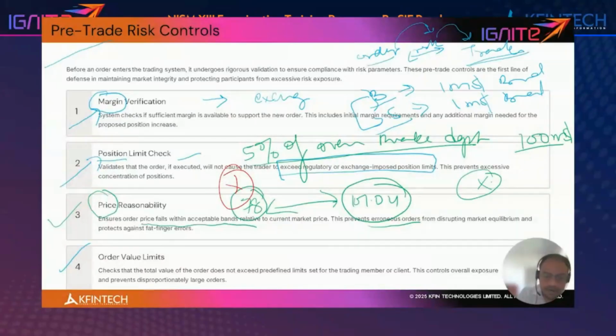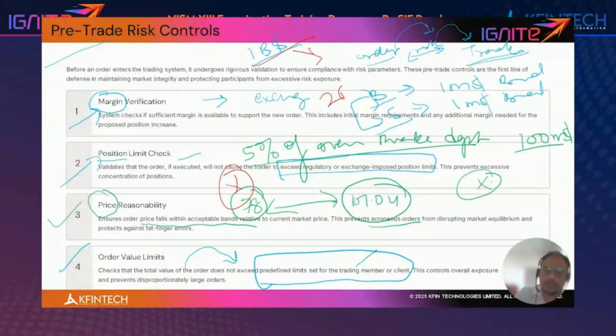The next is the order value limits. It checks that the total value of the order does not exceed the predefined limits set for the exchange, for the member. Suppose a broker has a net worth of $1 billion and the exchange says based on your net worth, you can have 2x of exposure. That means you can have $2 billion of exposure. Now, because of some order, this exposure is going to 2.2 billion. The exchange will stop it. It will say it is exceeding the trading member limit, and hence you cannot proceed with this order.